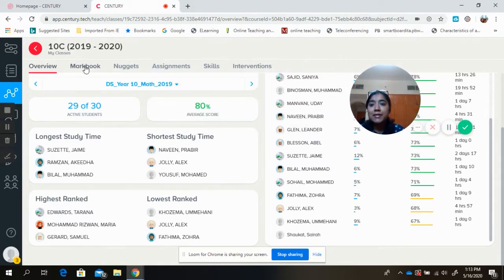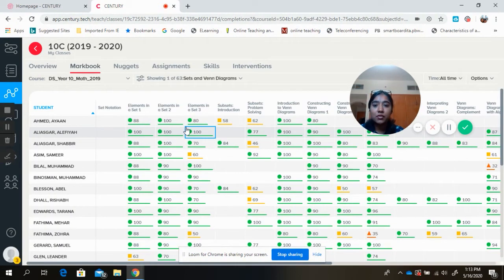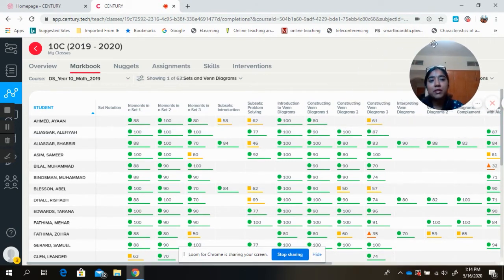Right. The next tab that I'm going to look at is the mark book. I think most of us use this tab for analysis, which is perfect. You can check each and every nugget, what they have scored, and you get an overview of all the nuggets that they have done in a particular topic. What you can see right now is a topic which we did, sets and Venn diagrams for Year 10. Under this are the nuggets that they have done so far.